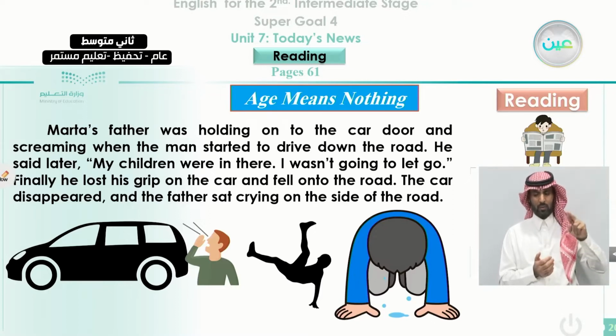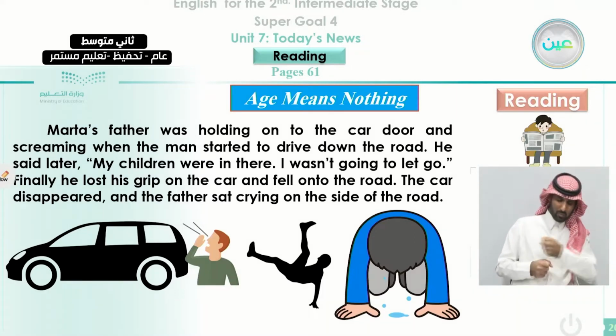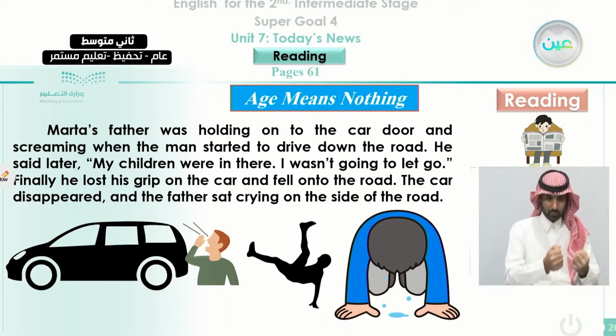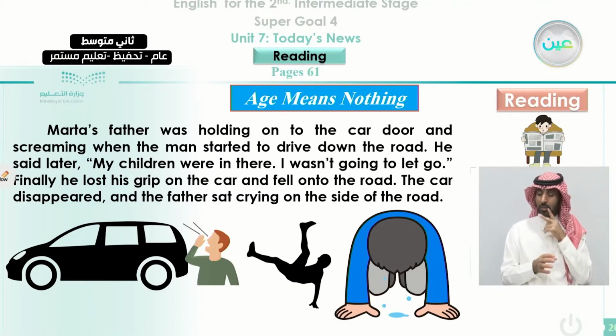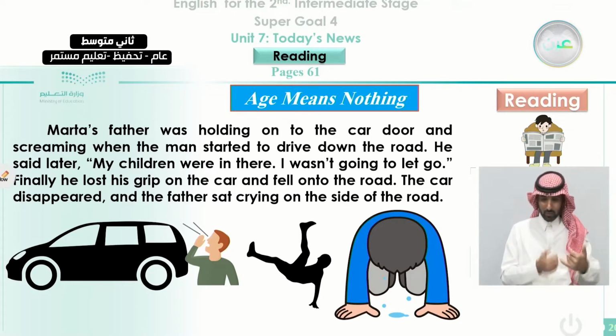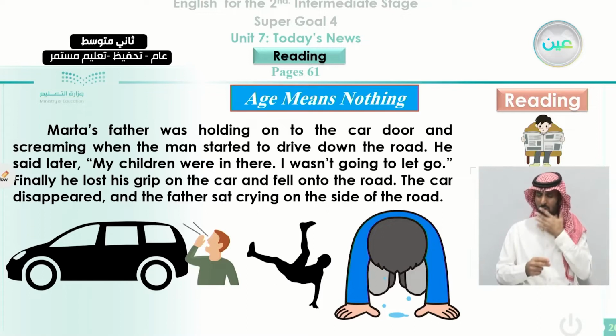Marta's father was holding onto the car door and screaming when the man started to drive down the road. He said later, "My children were in there. I wasn't going to let go." Finally, he lost his grip on the car and fell onto the road. The car disappeared, and the father sat crying on the side of the road.